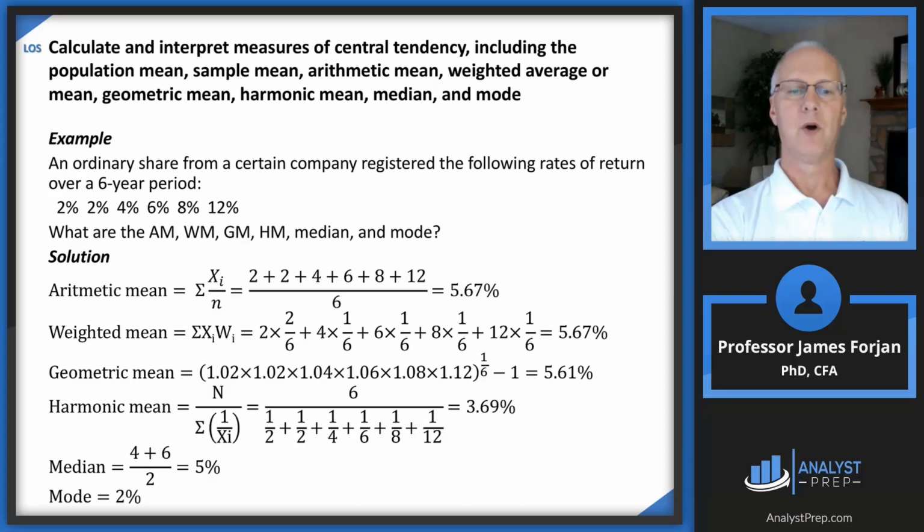And then for the harmonic mean, there's the formula. We take the n, 6, in the numerator, and divide by the summation of 1 over each data point in its percent form. And then the median, since there's an even number, there's 6, so you have to take the average of 4 and 6. And then the mode is 2%. So go ahead and pause the video, and I will continue.